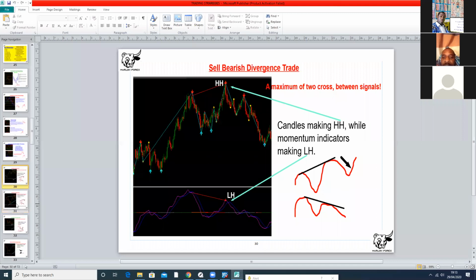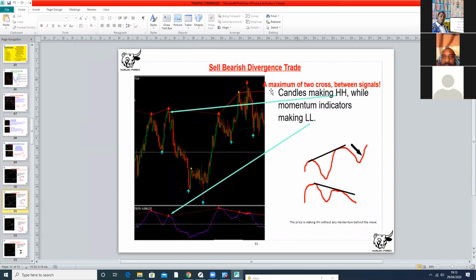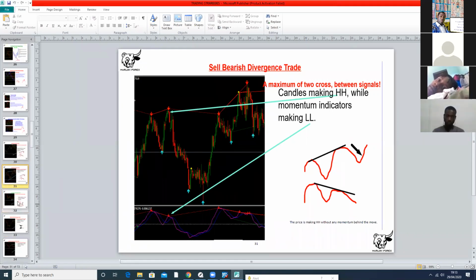Now let's look at another one. What we've got here is another example again. This bit is higher than that one, and this bit is lower than that one. So we're looking to sell, and can you see, we sell and the market collapses. That's the divergence again.